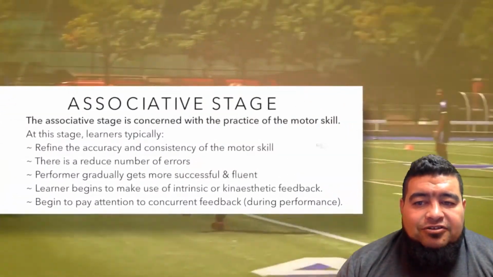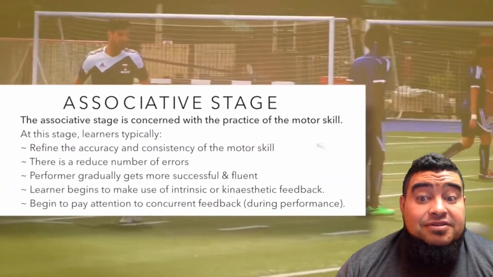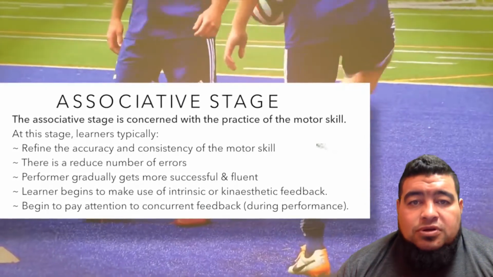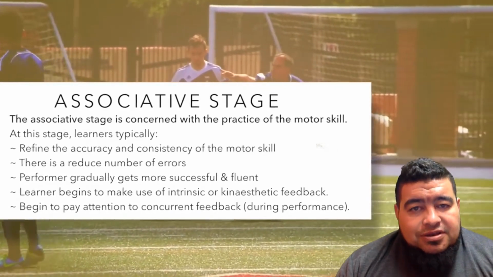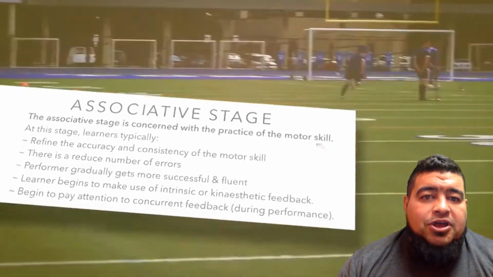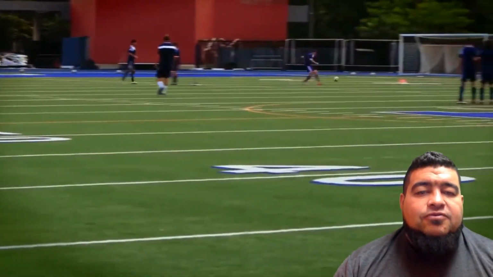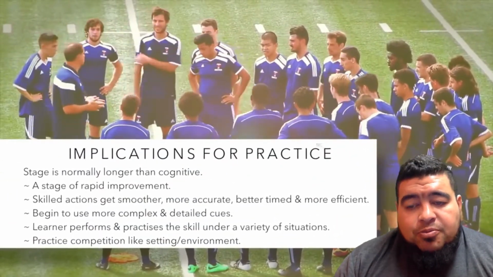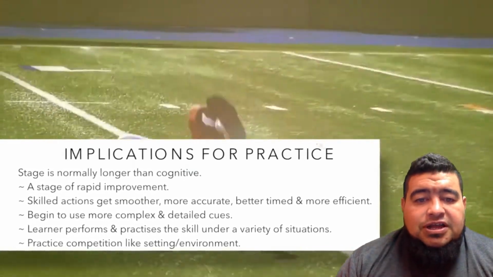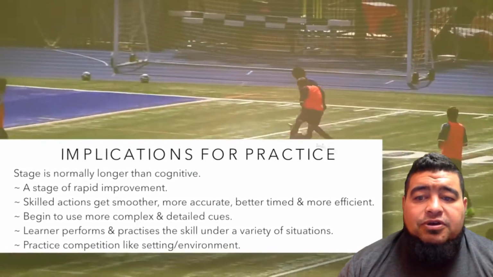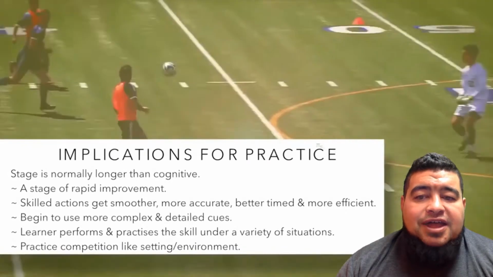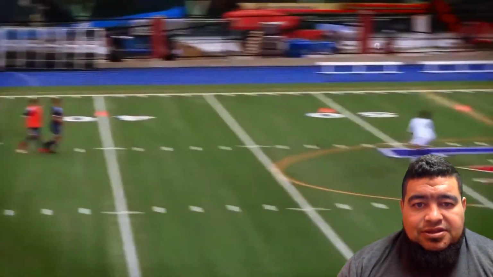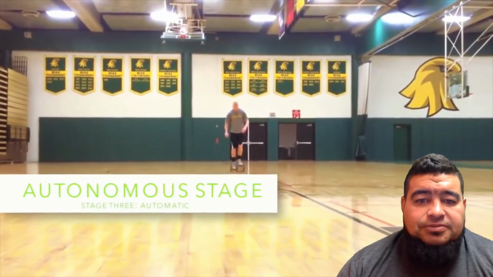In the associative stage, you need to refine the accuracy and the consistency of the skill. The errors have dropped, you get more fluent, you get more successful. You can start to feel that feedback that I'm talking about. You know when you're being successful, and therefore you try to replicate that feeling. When you're practicing, you start to see improvement really quickly in this stage, but this stage does go for a very, very long time. You need to start to practice the skill more in a competition type of environment, and you need to start putting yourself under more pressure.